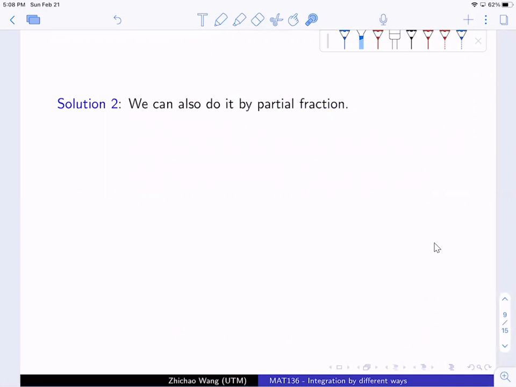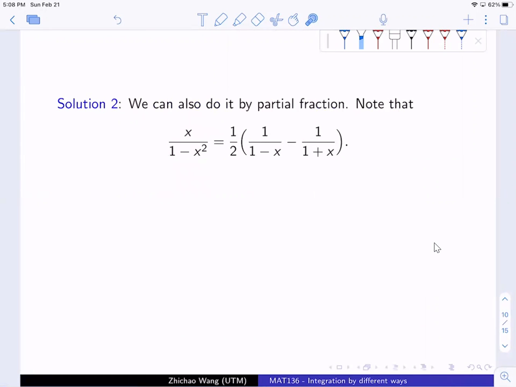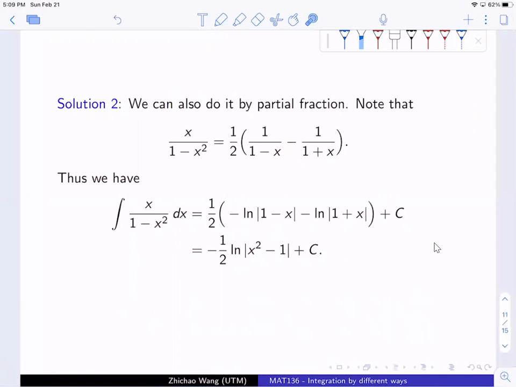And another way is that we can do it by partial fraction. So here, x over 1 minus x squared is equal to 1 over 2 times 1 over 1 minus x minus 1 over 1 plus x. And then we can use the integral rule. And the integral of the minus is equal to the minus of the integral. So the left side is equal to 1 over 2 times the integral of 1 over 1 minus x. So it would be minus ln of the absolute value of 1 minus x.